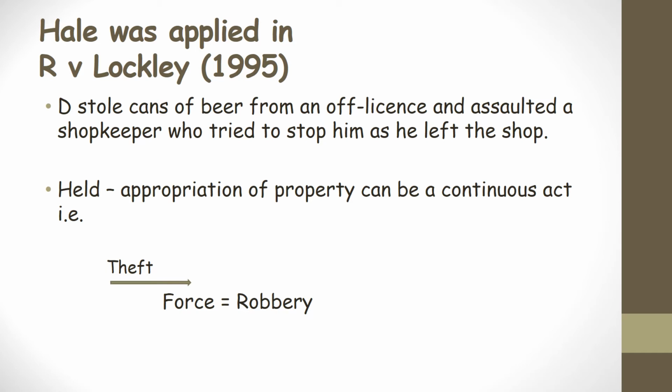This was a case of Lockley in 1995. So Lockley stole cans of beer from an off licence. Now, of course, as soon as they pick up those cans of beer, they are appropriating, aren't they? But we know from Gomez that all elements of theft have to be satisfied for somebody to be charged. So essentially what we had is taking cans of beer, and as Lockley is trying to leave the shop, he ended up assaulting a shopkeeper who tried to stop him. So do we have a theft or do we have a robbery? If we apply the principle from Hale, where the appropriation is continuing, then arguably the theft is continuing as Lockley was leaving the shop. And what we've got there is where he assaults the shopkeeper, we have the use of force in order to steal.